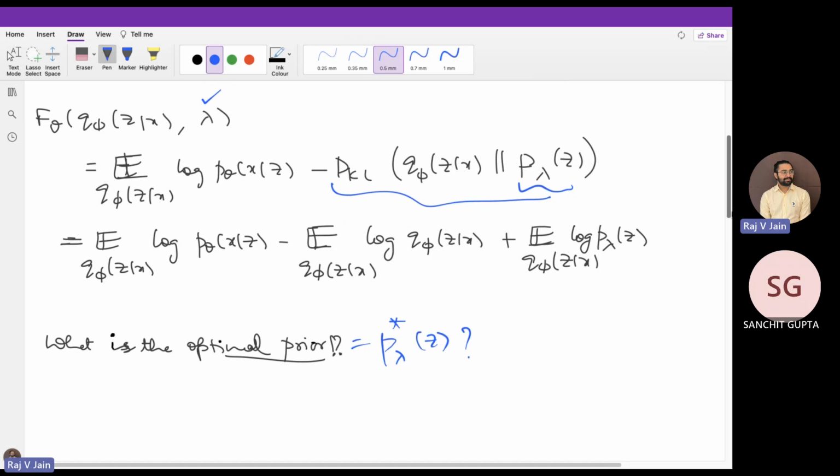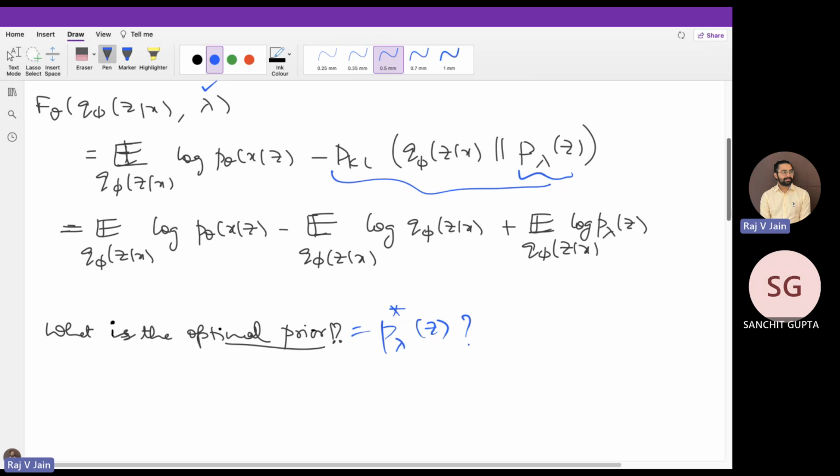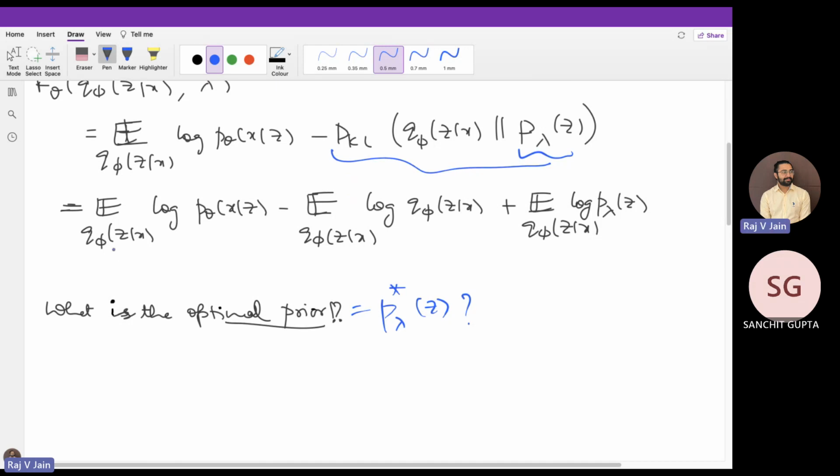So think of it as any usual optimization problem, right? How do we go about doing that? We take a derivative. First thing we need to note is that this is for a single data point. So we'll first take expectation over this whole quantity.